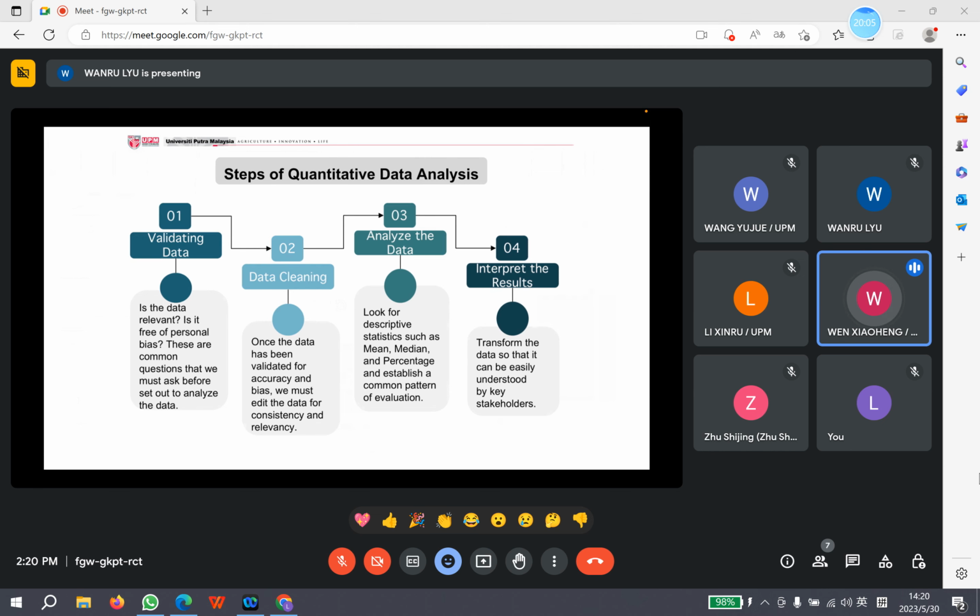And next, we move to the third step, which is analyzing the data. Look for descriptive statistics such as mean, median, and percentage, and establish a common pattern of evaluation. And after that, we can move on to the fourth step. It is interpreting the results. In that step, we need to transform the data so that it can be easily understood by key stakeholders. Next, please.